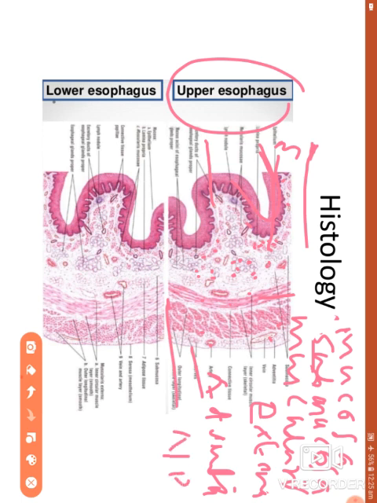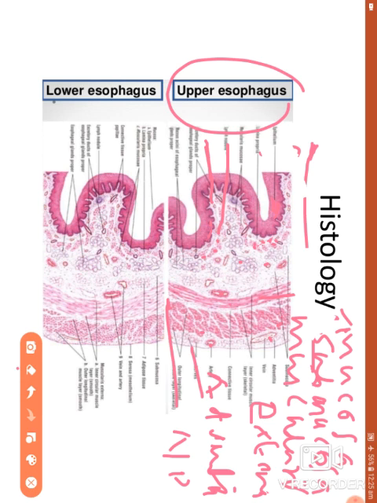So in the mucosa you can see folds. The lining epithelium is stratified squamous non-keratinized. Deep to this, you can see the lamina propria, then the muscularis mucosa, which comes under the mucosal layer. Then we get the submucosal layer, mainly the esophageal glands, venules, arteries, and connective tissue. That forms the submucosa.